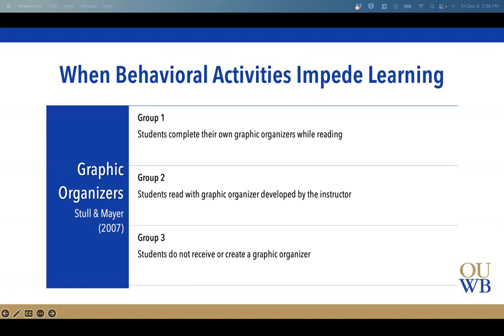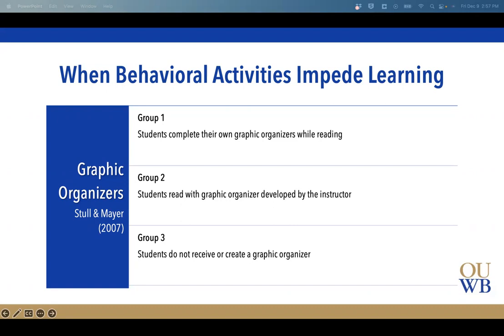So they had these students read a chapter, and they asked those students in group 1 to complete their own outline to sort of make sense of what it was that they were reading about. Group 2, conversely, read the same chapter, but those students were given a corresponding outline or graphic organizer that was developed by the instructor. And finally, you had group 3, which was told to read the chapter, was not told to create a graphic organizer, nor were they provided one by the instructor.